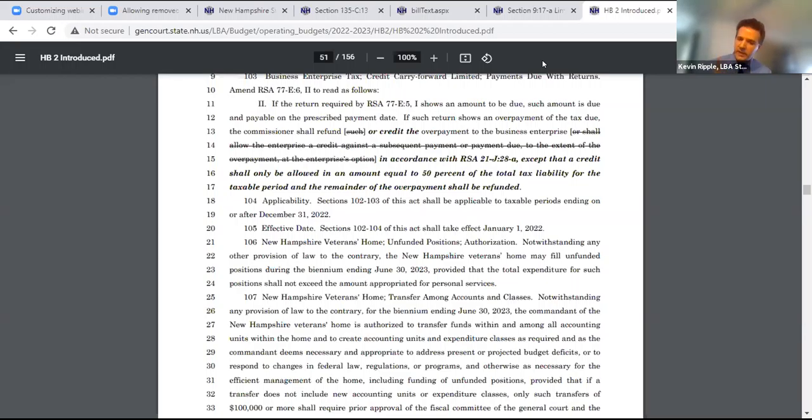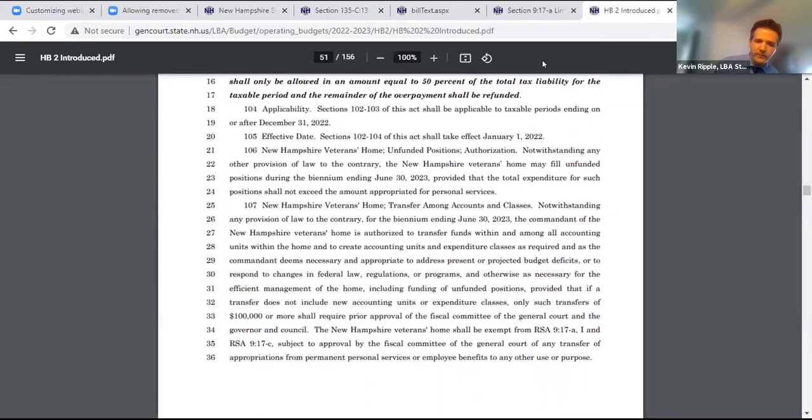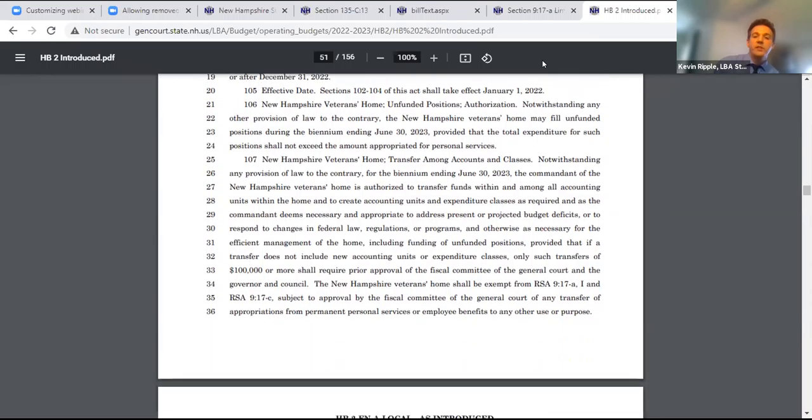And this, I need to go back and check. They may have this language currently, and they may have had it previously. I think it's something that the Veterans Home has had in the past. Likewise, Section 107 provides the Veterans Home with special transfer authority. And this is something that exists in the current trailer bill as well.